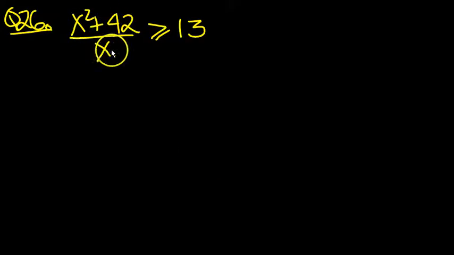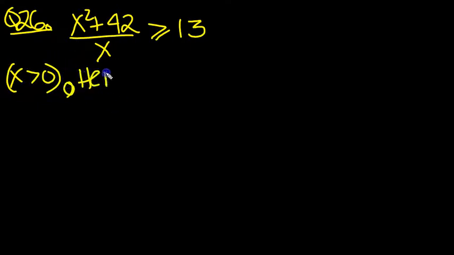x squared plus 42 over x is greater than or equal to 13. Let's have a little look at this one then. Now the x will flip sign. If we just consider x as positive, then we can move this up. So we'll consider this half-line segment first as the context for the first part of the problem.